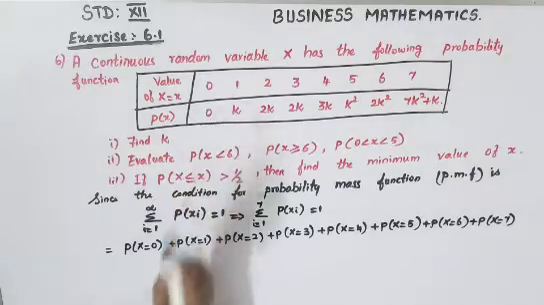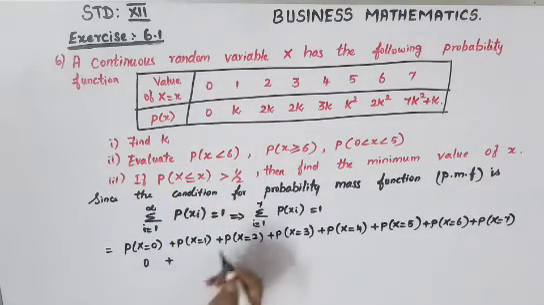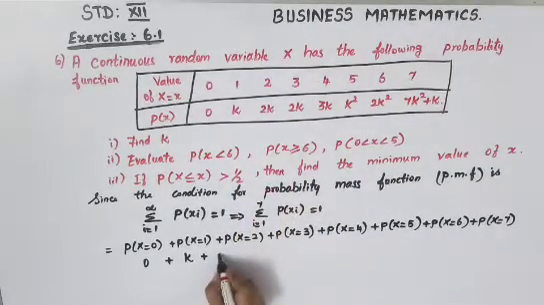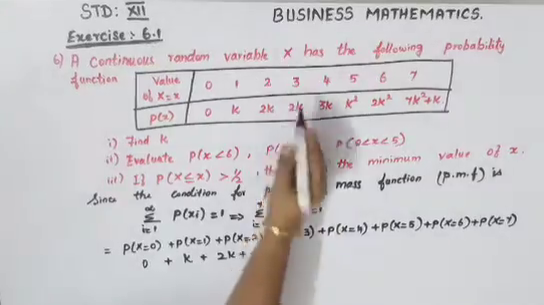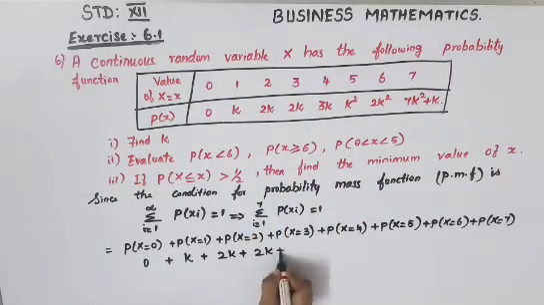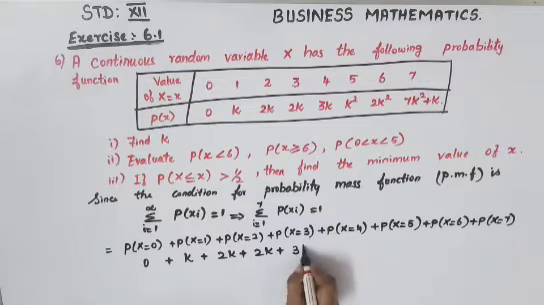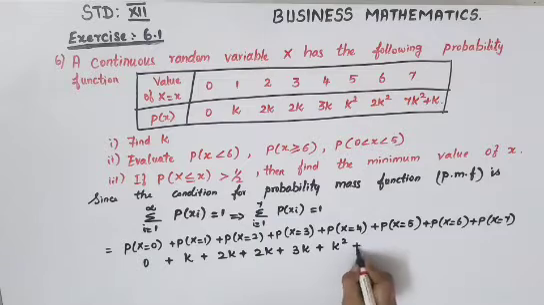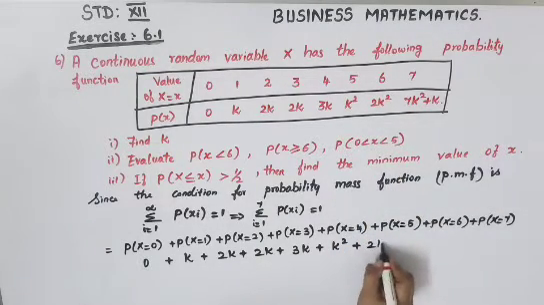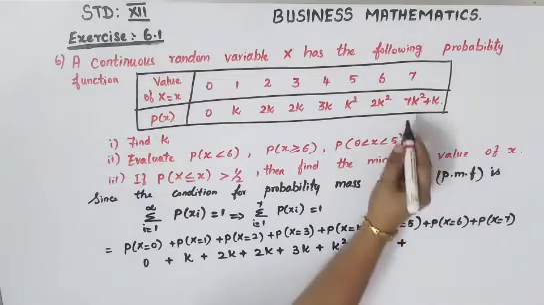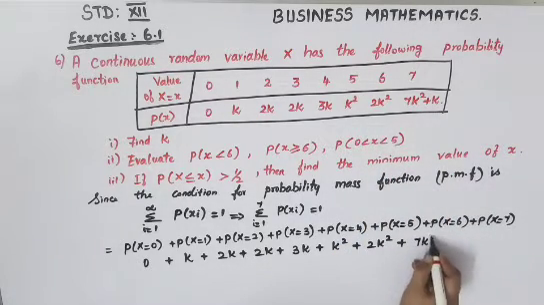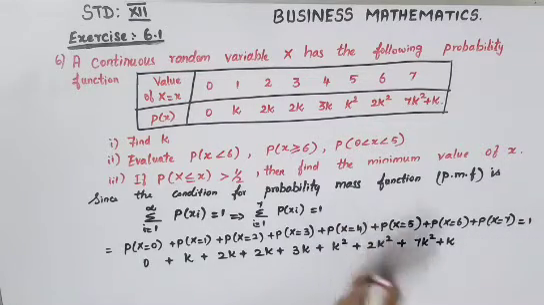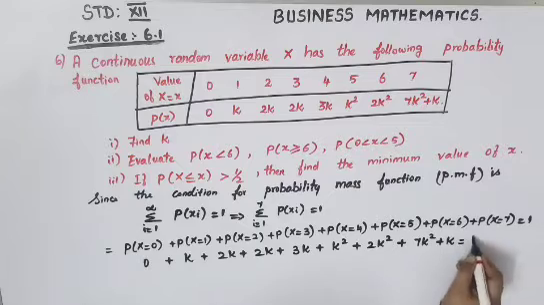Now substitute all the values. When x is equal to 0 it is 0, plus 1 means k. When x is equal to 2 it is 2k, x is equal to 3 again 2k, x is equal to 4 it is 3k, x is equal to 5 is k square, 6 is 2k square, 7 is 7k square plus k. So 7k square plus k is equal to 1. We have got from the formula it is 1.